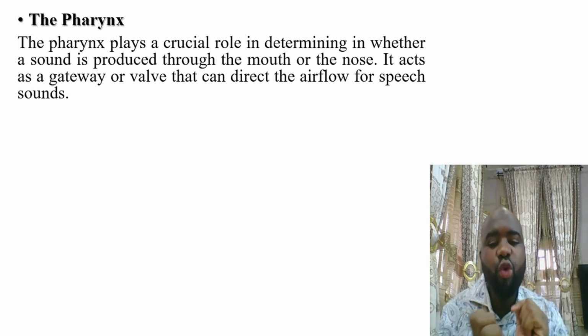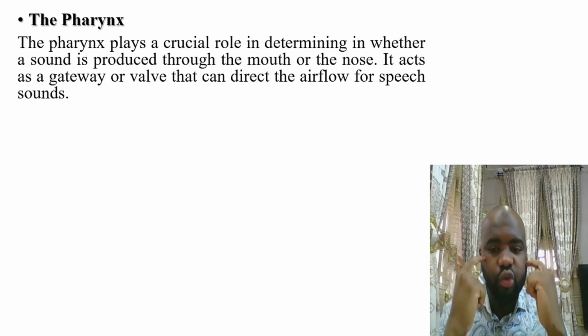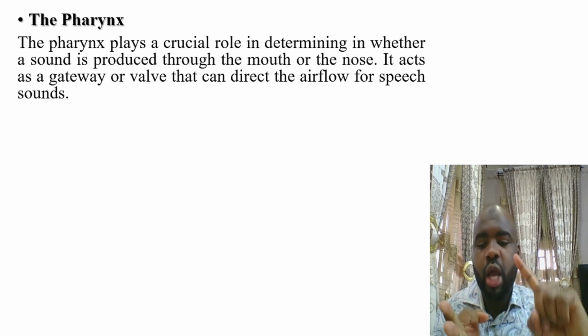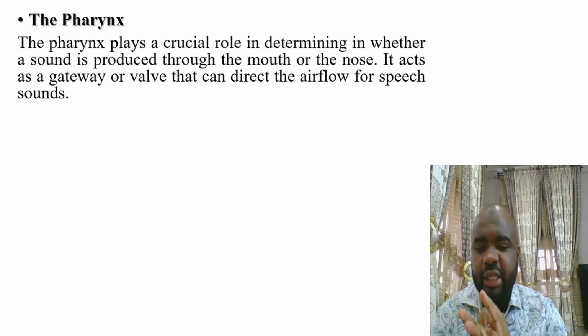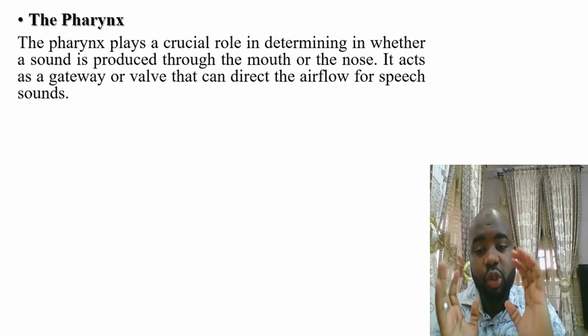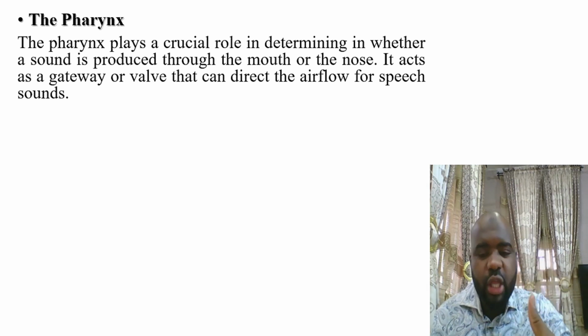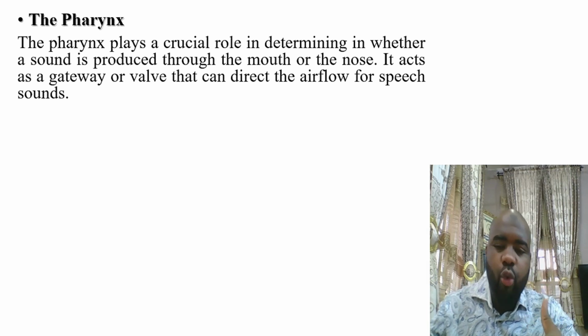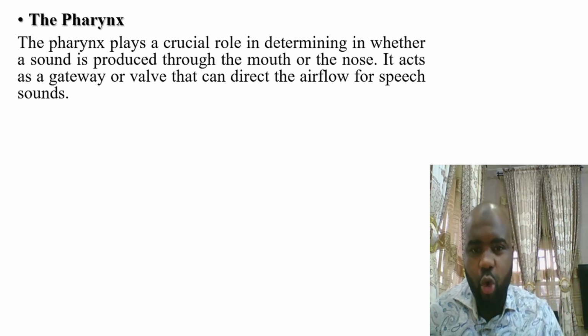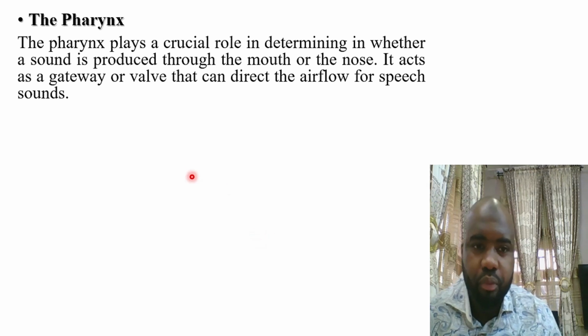And when you want to make a sound that comes through the nose, the nasal sound, which will be the ma sound, the na sound, and the engma sound, which is ng as in king, the pharynx is responsible for closing the gateway of the mouth, so that the air will go through the nose and then that sound will be produced in that order. So let's read on.